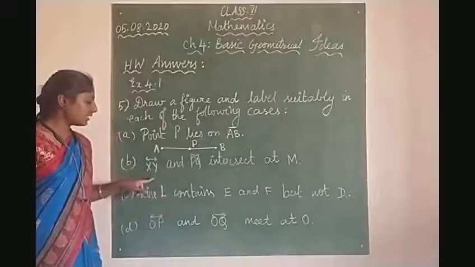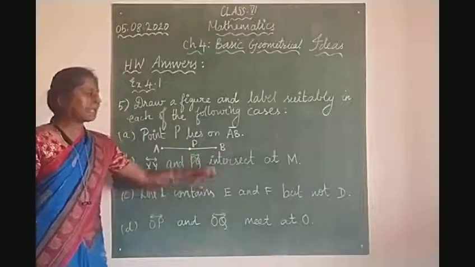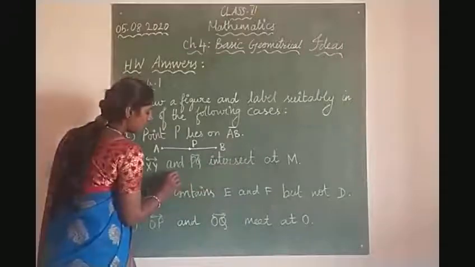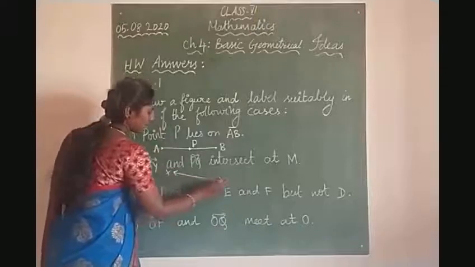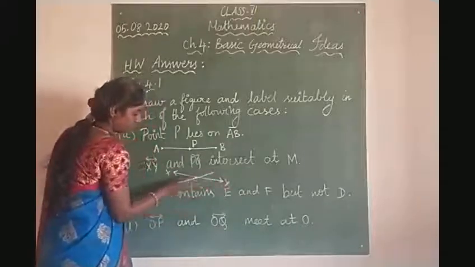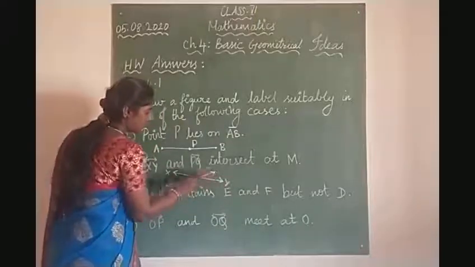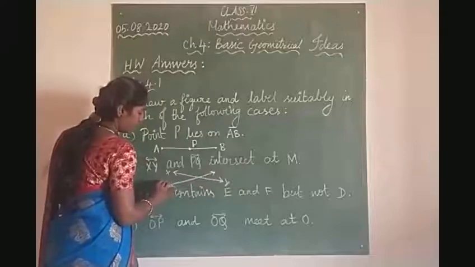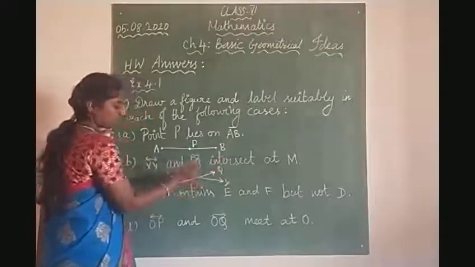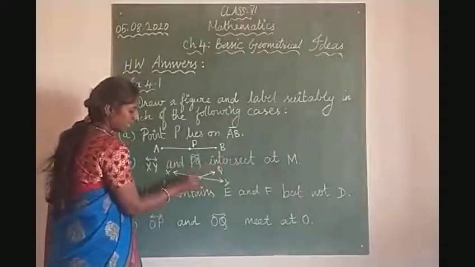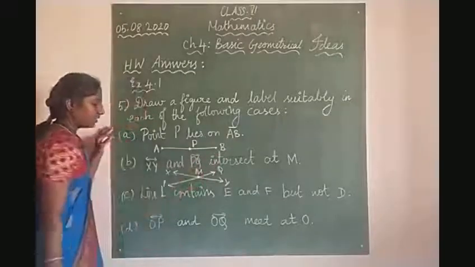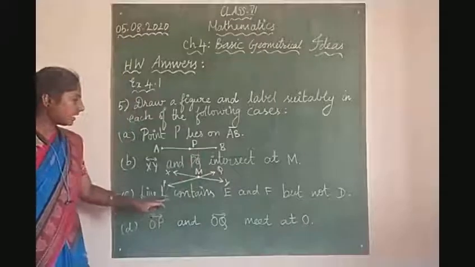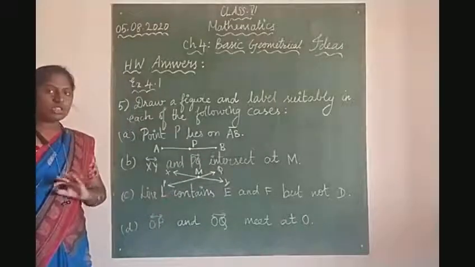Next is XY. This is line XY and line PQ intersect at M. Okay. So let us have, this is XY and this is PQ. These both are lines and they intersect at a point M. Clear? Then line L contains E and F but not D.